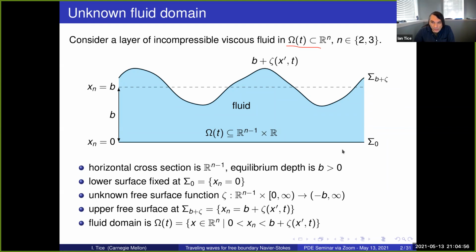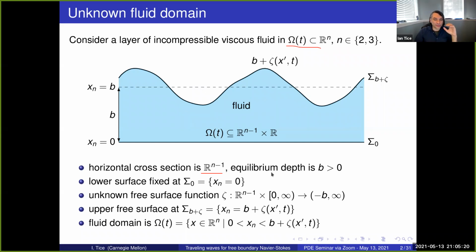And the way that we will think about this domain is in the simplest possible setting where the free surface is given as the graph of a function over the horizontal cross-section. And the horizontal cross-section is basically the bottom of the fluid. And we'll think of this as being completely flat, as just a copy of R^(n-1).